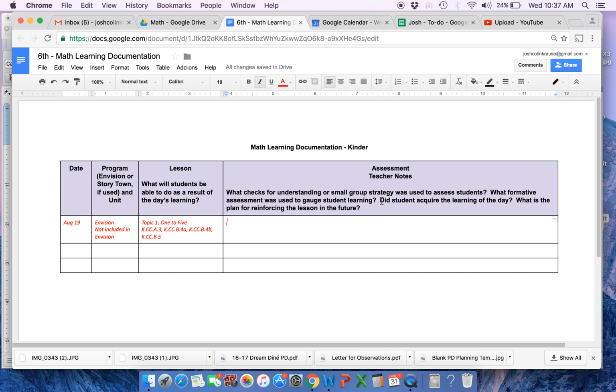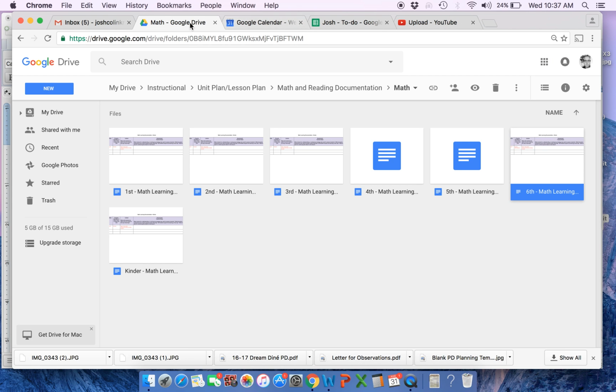learning, and then an opportunity to, at the end of the lesson, the end of the day, the end of the week, to note what students were able to do as a result of the lesson. Did they acquire the lesson? And what's the plan for reinforcing? So just an opportunity to write in here whatever you might write about students' proficiency as a result of the class and what needs to happen next. And then just to keep on going through the process. And so that's a math example.